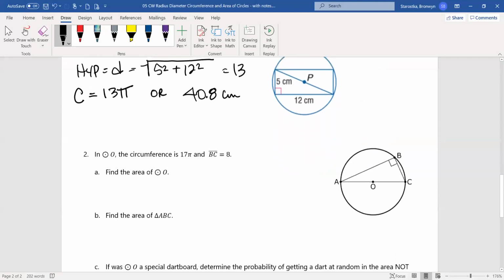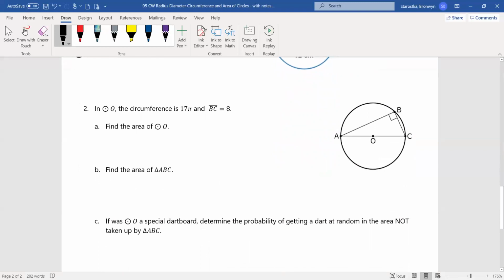I have another right triangle. In circle O, the circumference is 17 pi and BC is 8. I'm going to go ahead and write the 8 here. So if I know the circumference is 17 pi, 17 pi equals 2 pi r. The pi's cancel, divide by 2. My radius equals 8.5.